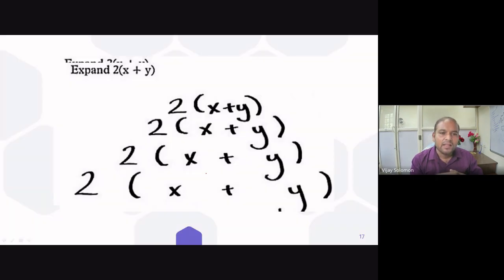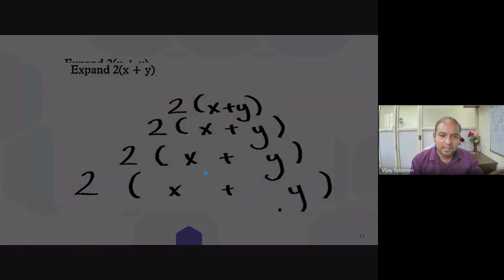Okay. The second one, if you look at that, the question is expand 2x plus y. You look at that, the child has literally expanded x plus y. Again, we'll give a 0 for that.